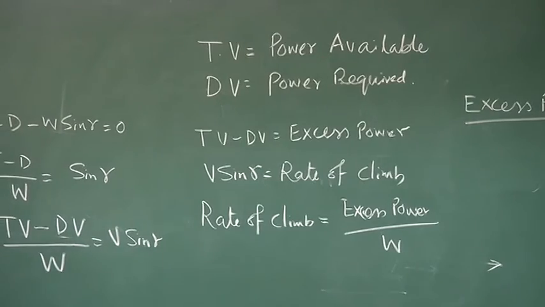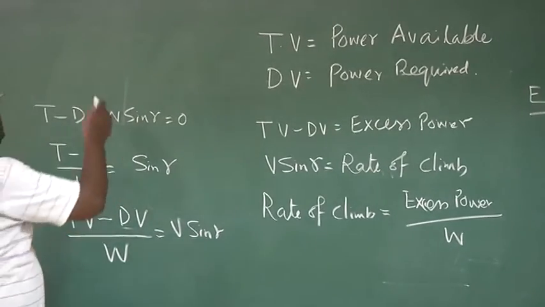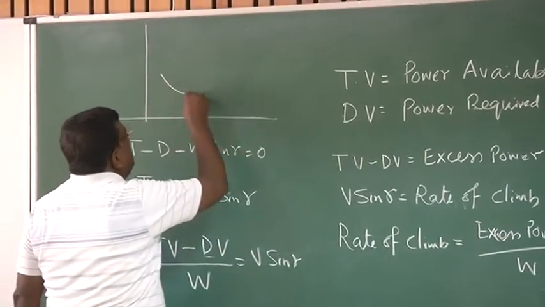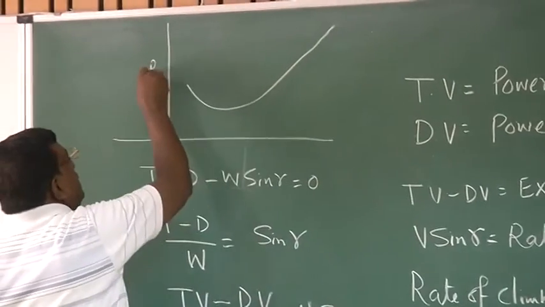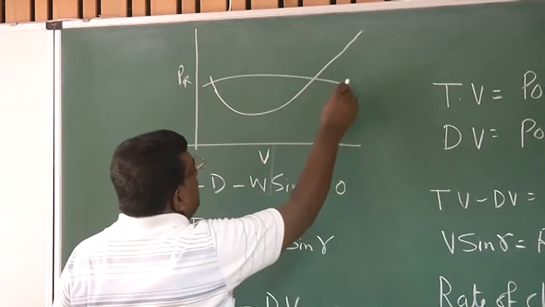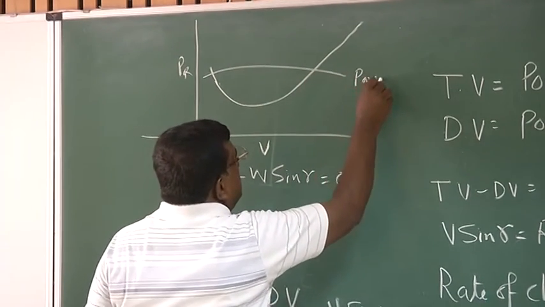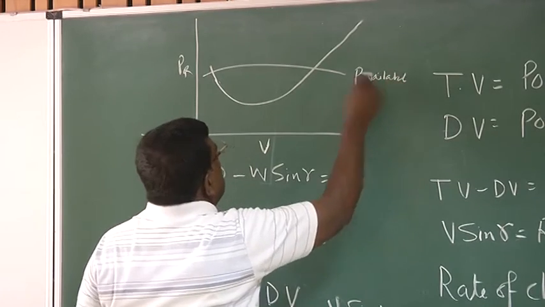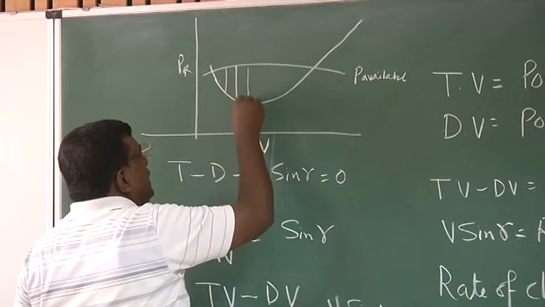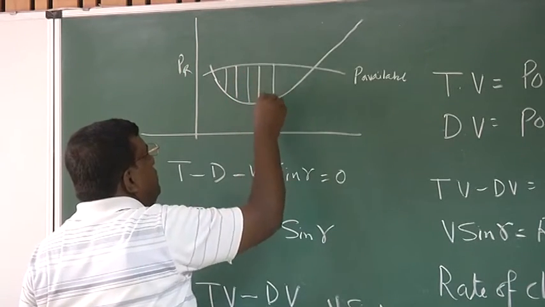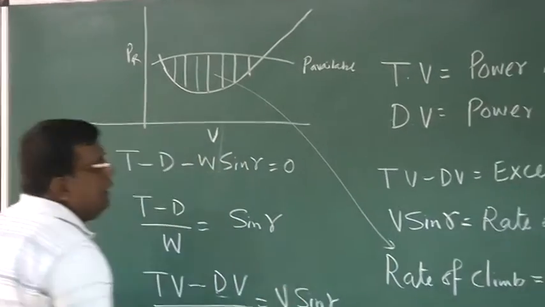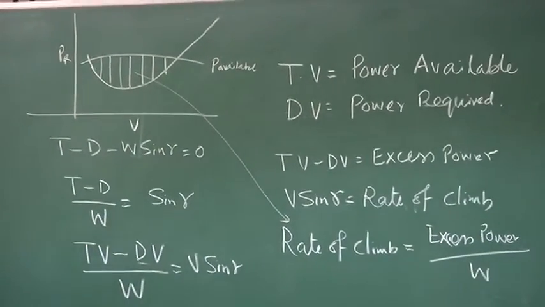Okay? Now if you again go back and recapitulate the diagram, this was power required versus speed, and let's say this was the power available. Then this gap is the excess power. And this excess power is linked to rate of climb.